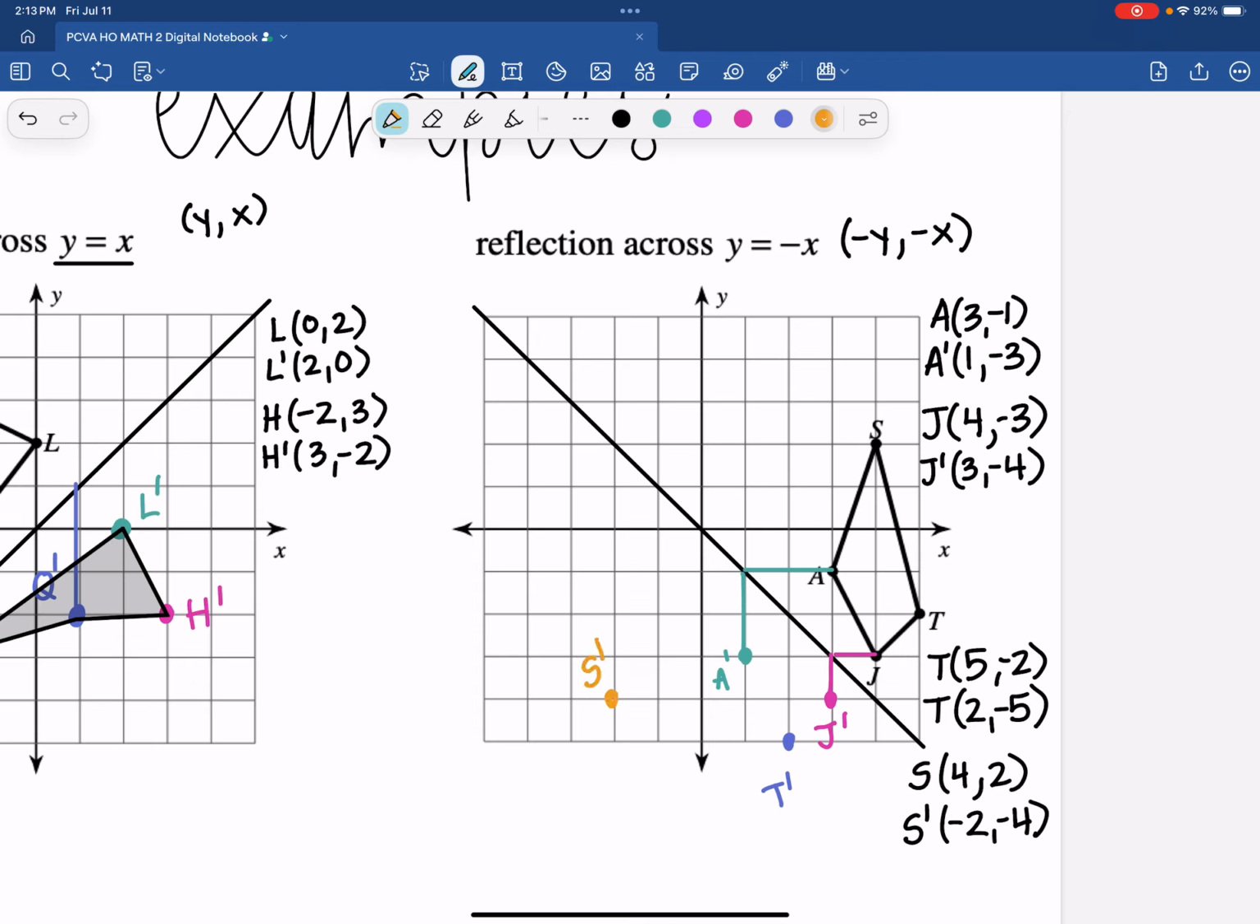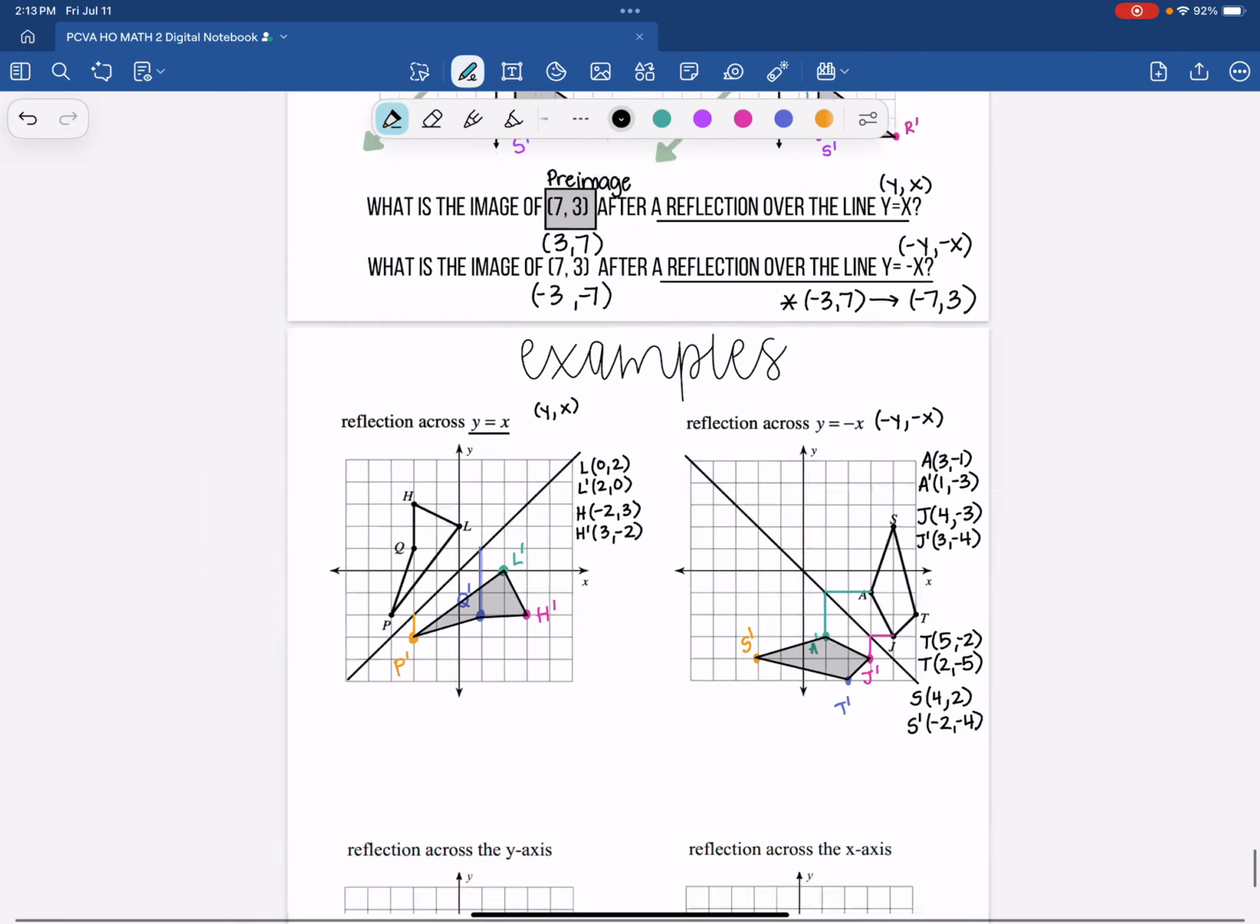And then we can just connect them all together. So again, just make sure you remember what lines went together. So S went to A. S also went to T. And then T went to J. And then J went to A. So you should be able to see that reflection over that line.